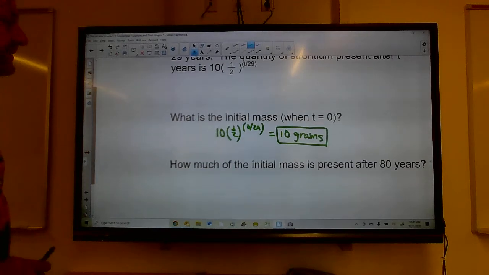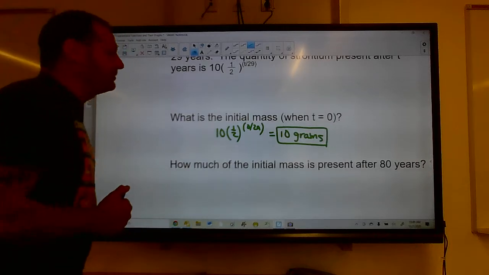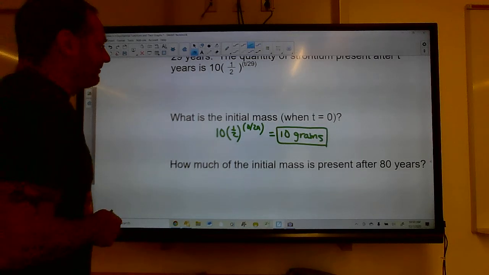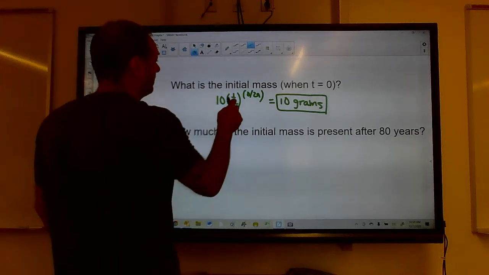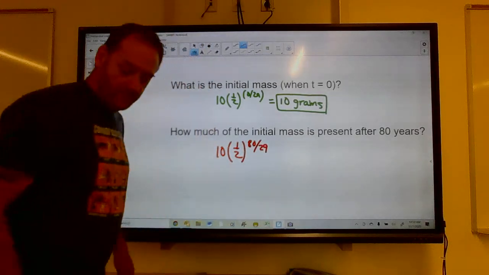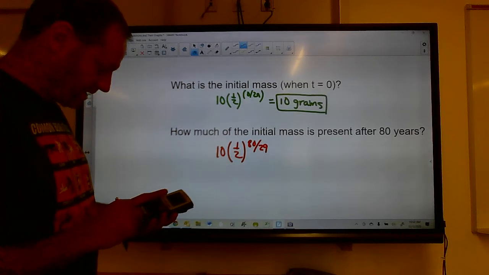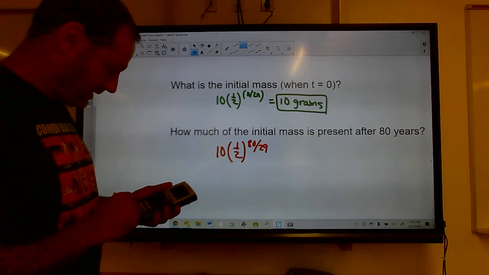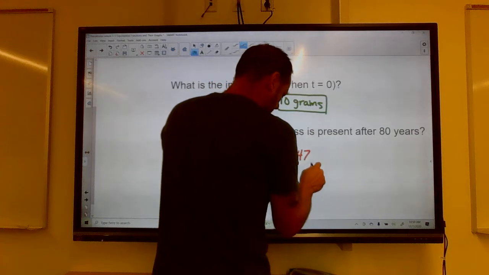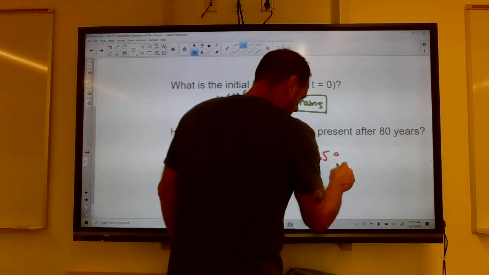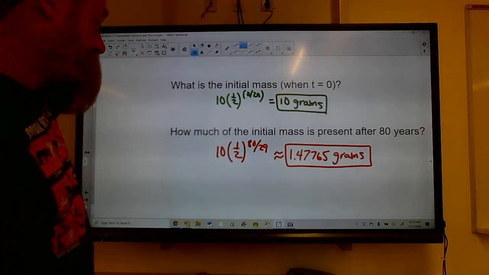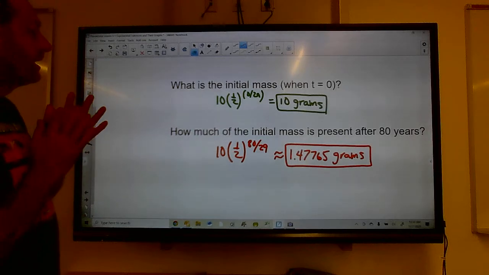How much of the initial mass is present after 80 years? It's easy to do half-life if you're doing it on whatever the half-life is, but 80 is not divisible by 29. So all I do is plug it into the formula: 10 times 1/2 to the 80 divided by 29 power. I get out my calculator, 10 times 0.5 to the 80 divided by 29, and I get approximately 1.4765 grams. So it's almost 3 half-lives, but not quite.